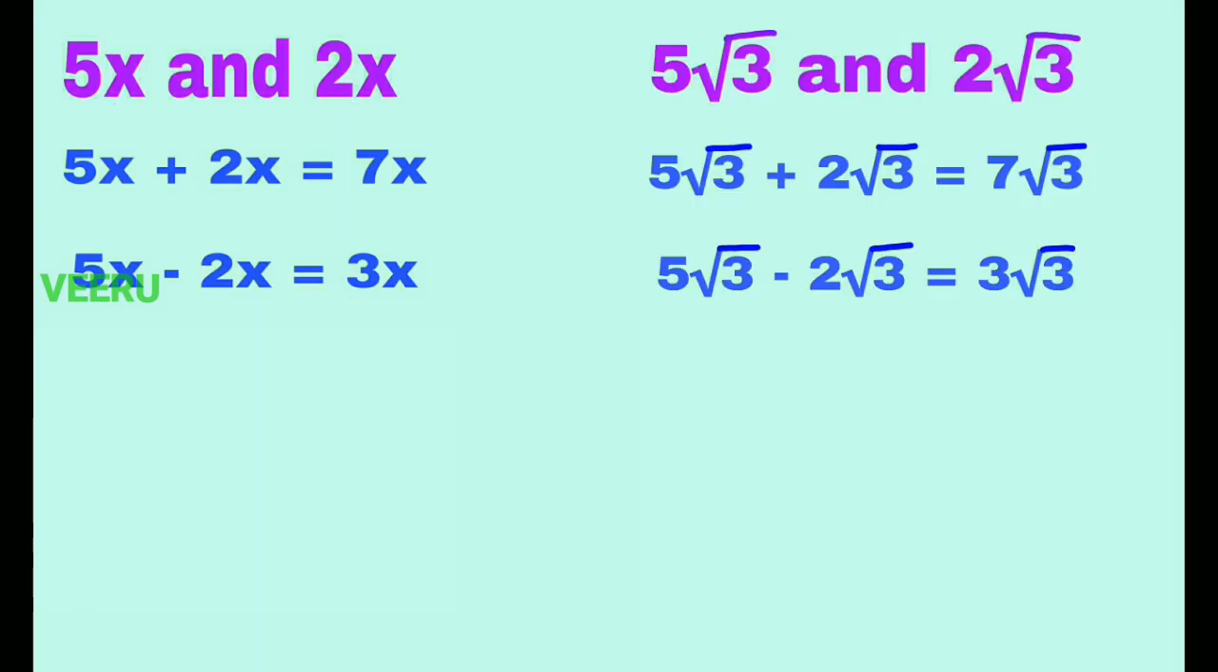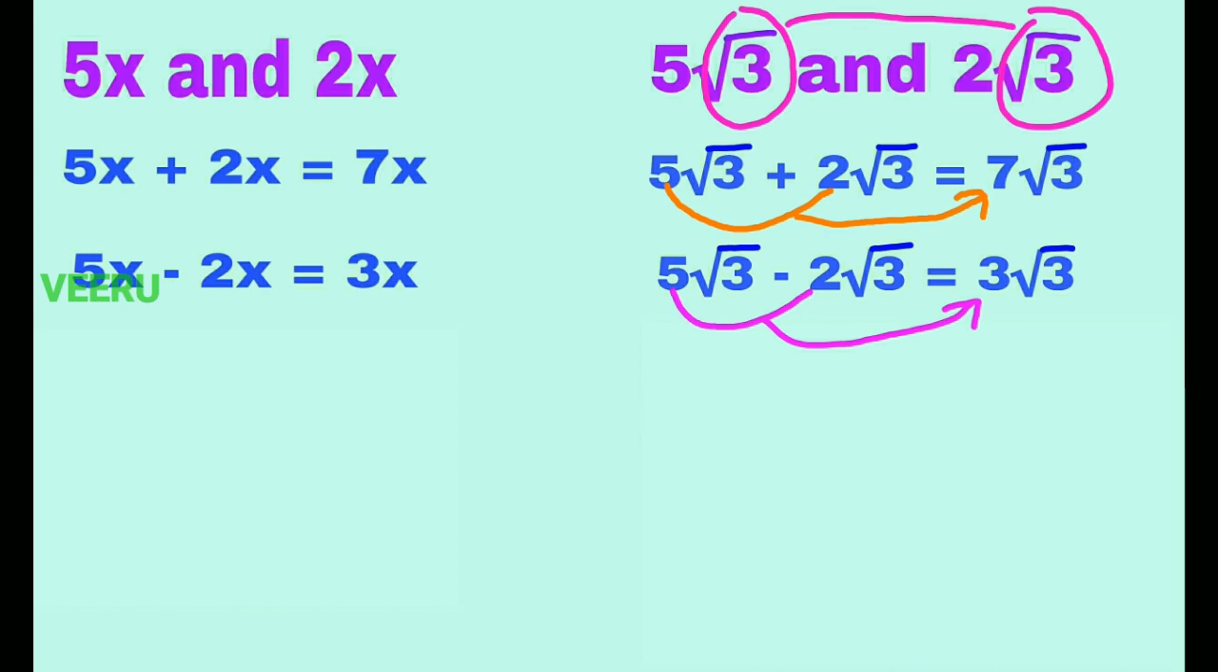Similarly, if you take 5 root 3 and 2 root 3, these are like terms because both are having root 3. So we can add or subtract these two. If we add these two, we get 7 root 3. So we have to add the numbers which are outside the root separately and put the root 3 as it is. If we subtract 2 root 3 from 5 root 3, we get 3 root 3. Here we are subtracting the numbers outside the root, then we are putting the same root 3 as it is.